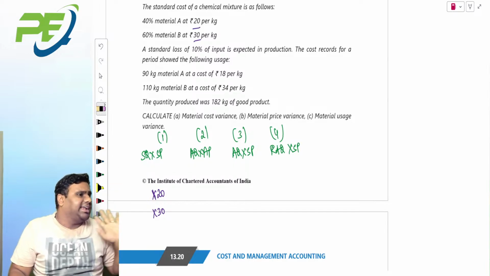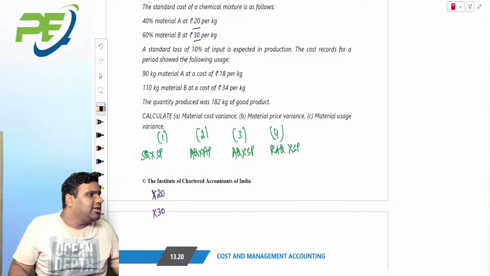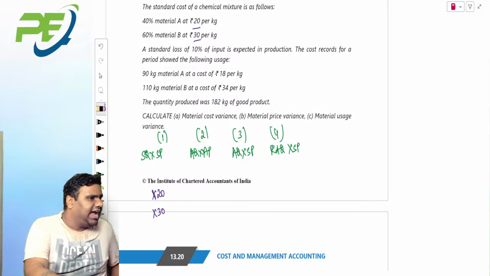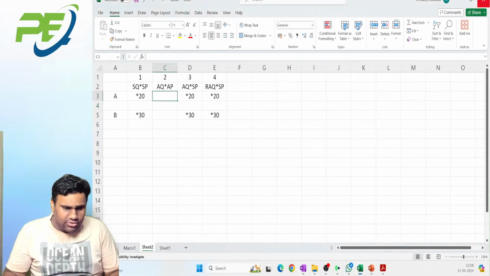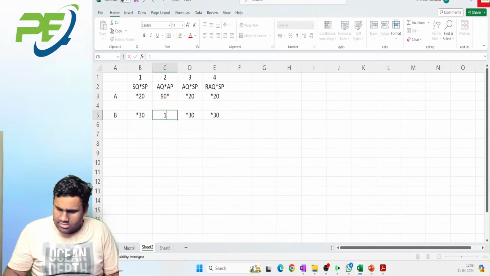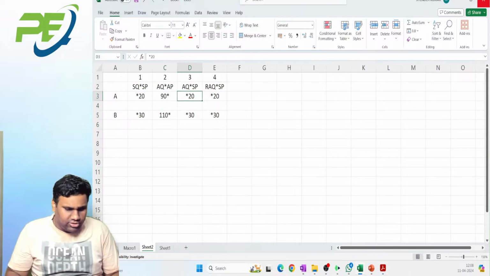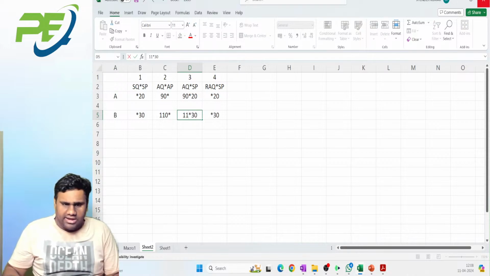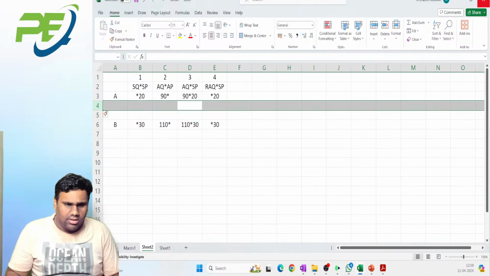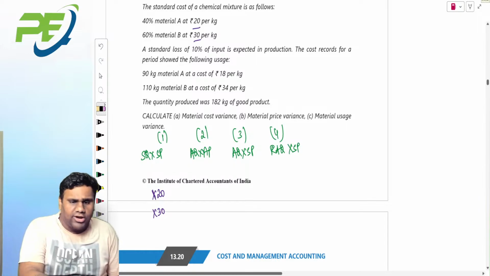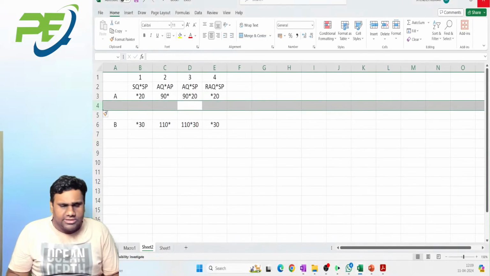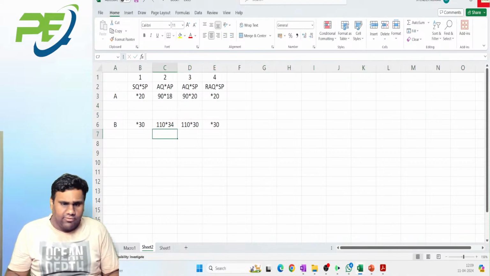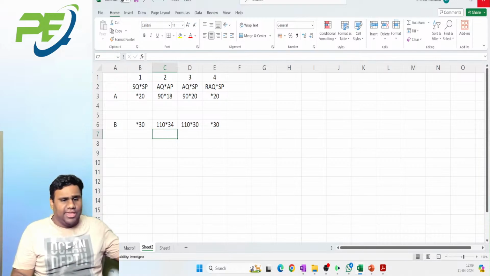First, tell me what is 90 and 110? Actual quantity. So 90 kg of material A and 110 kg of material B. Same I'll put here: 90 and 110. Okay. Then what is this 18 and 34? Actual price. So 18, 34. Now only two numbers are missing, RAQ and SQ.